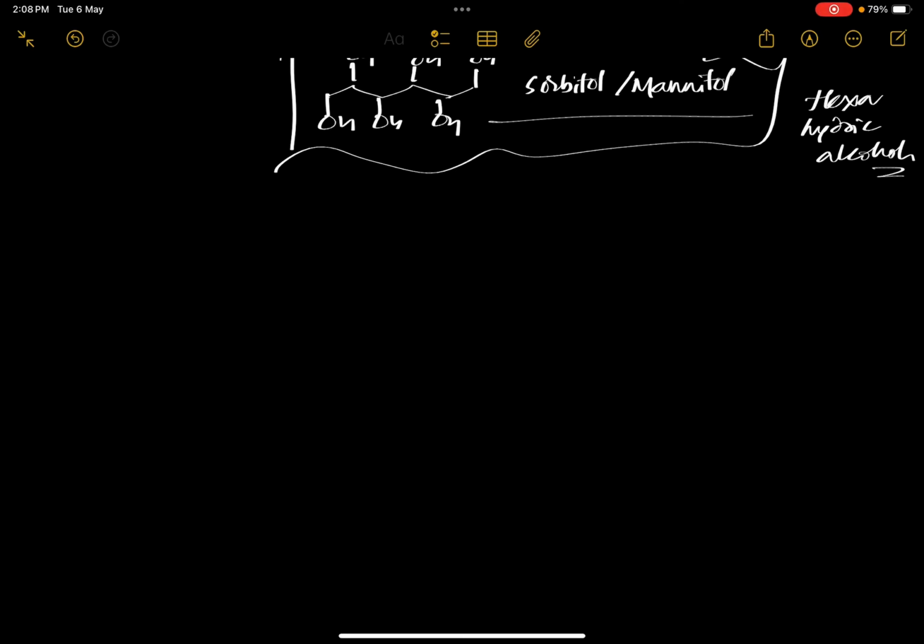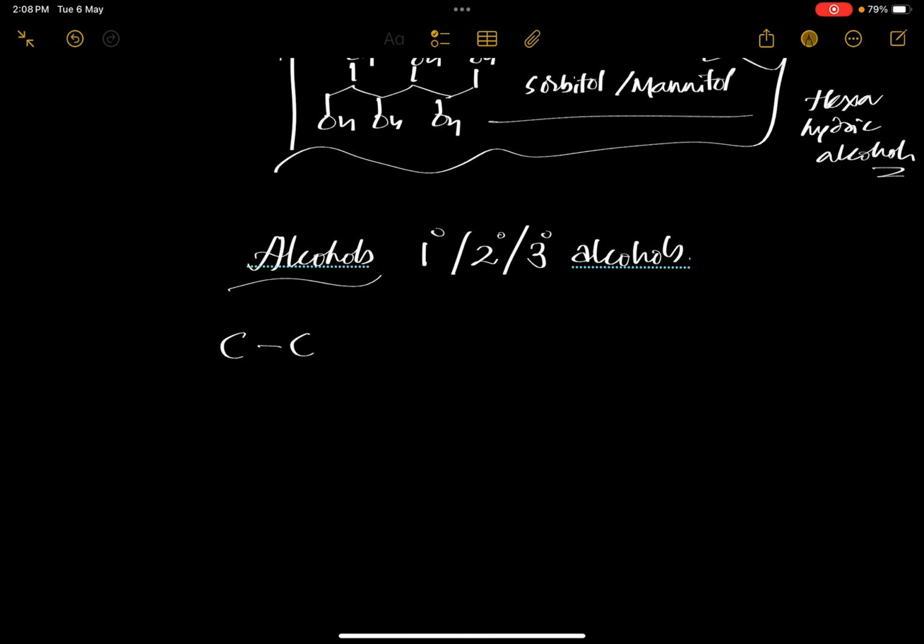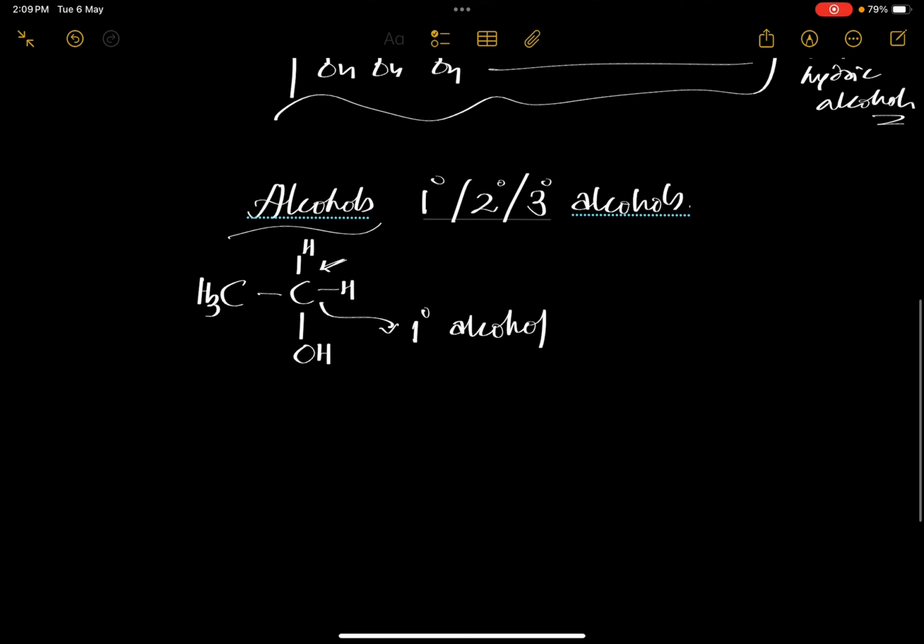Another type of classification of alcohols is primary, secondary, and tertiary alcohols. As we know, a carbon atom attached to one other carbon atom is called primary carbon. For example, this is attached to two hydrogens and one carbon group. If OH group is attached here, it is 1 degree alcohol because this carbon is primary carbon. When the carbon is primary carbon and OH group is attached to that primary carbon, that is called primary alcohol.